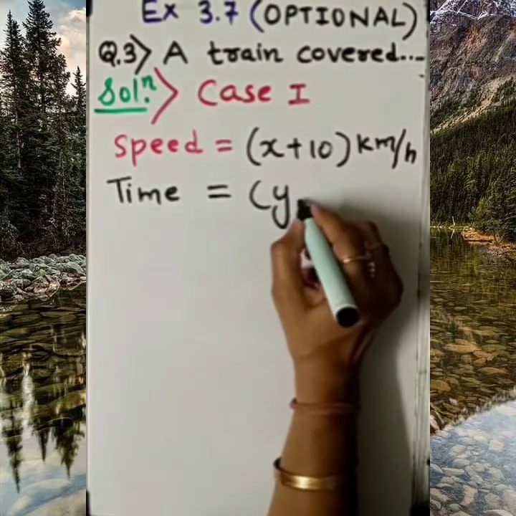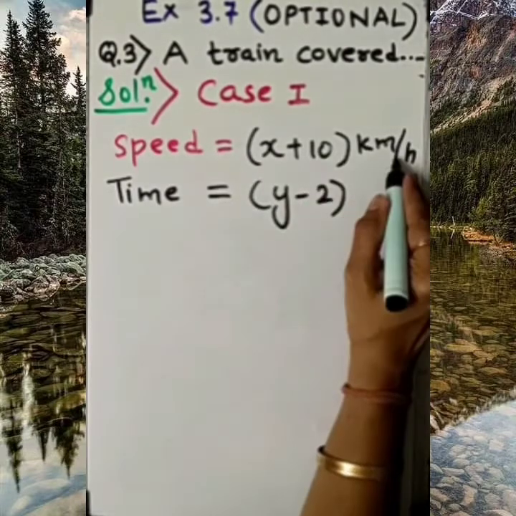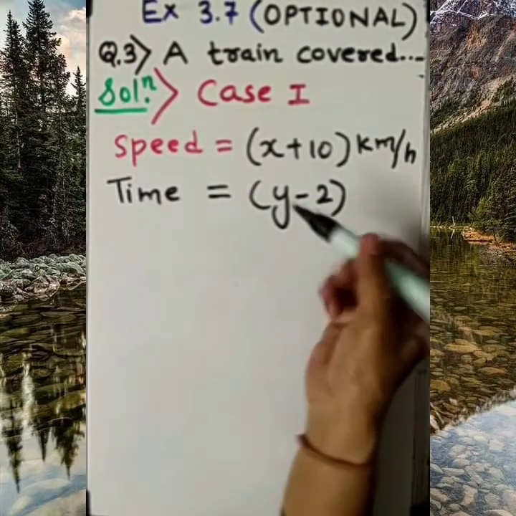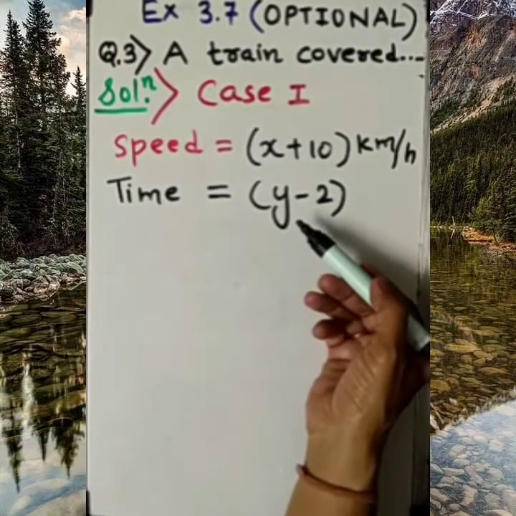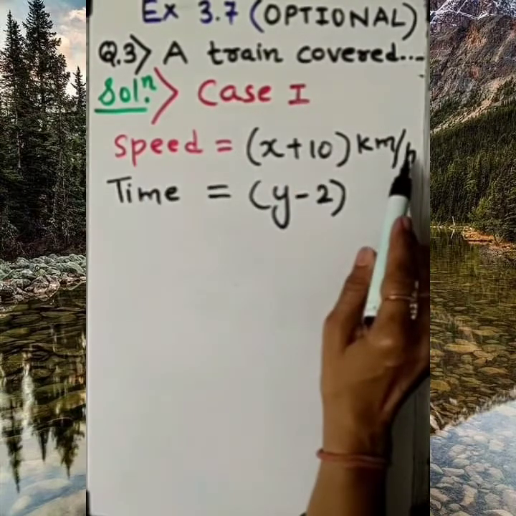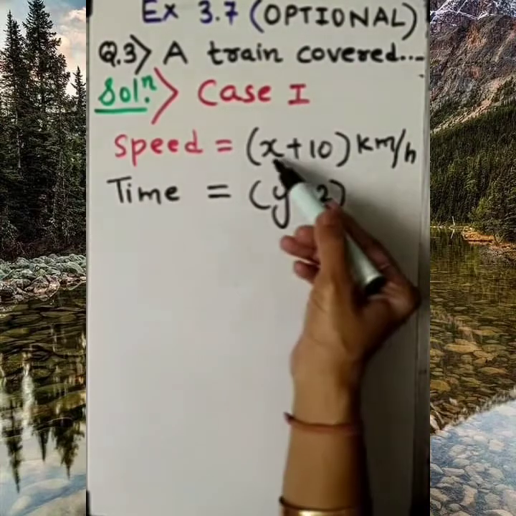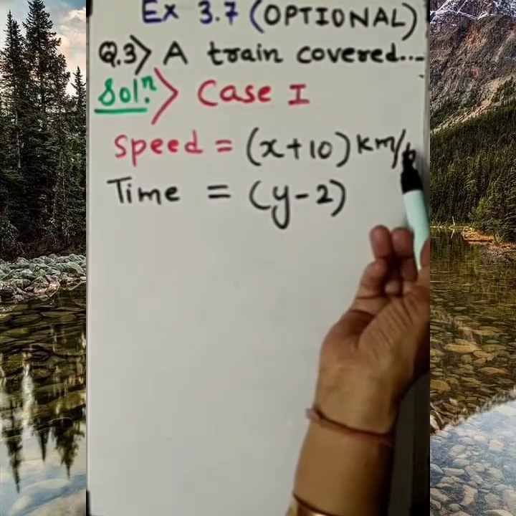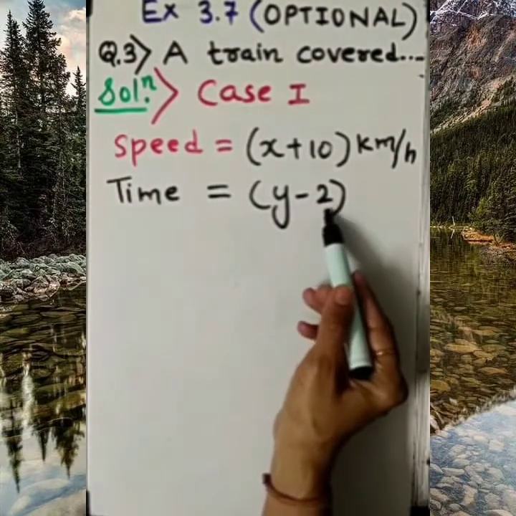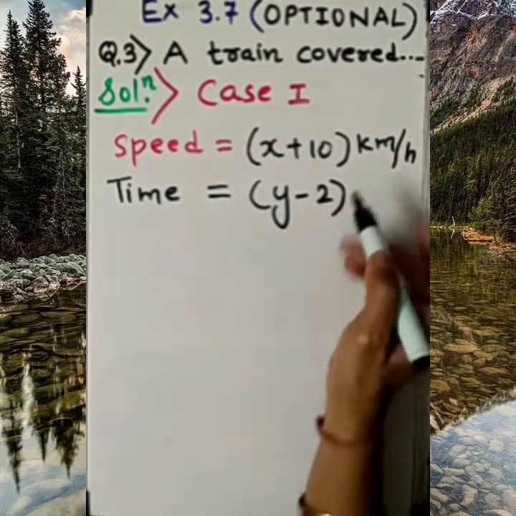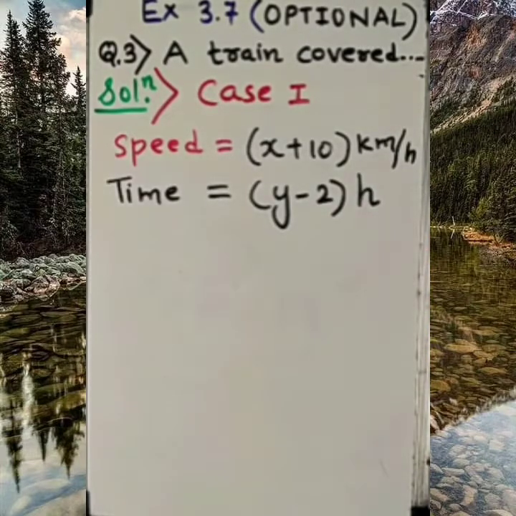If speed increases, time decreases; they are inversely proportional. As you know, when the speed increases, the time automatically decreases. So the speed is increasing by 10 kilometer per hour, and that's why the time taken by the train will be 2 hours less than its original time. This is in hours, so I am writing h.